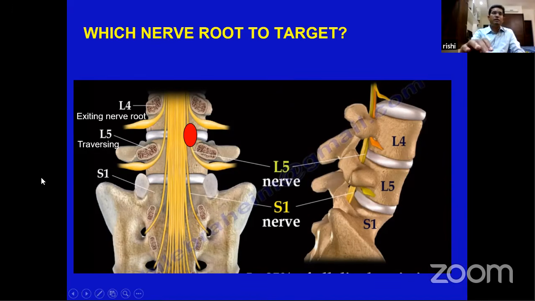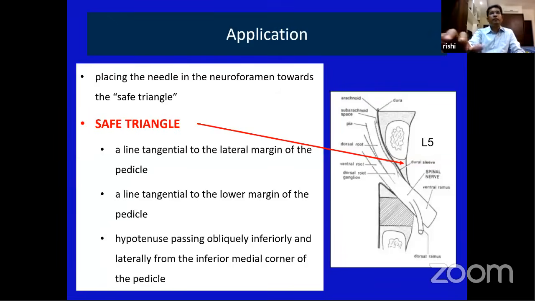So this principle is very important because we don't need to give the injection in the L4-5 interforaminal space, whereas we need to give the block under the L5 pedicle to capture the L5 nerve root, which is maximally inflamed. So our aim is to target the L5 nerve root in patients with a classical posterolateral disc herniation.